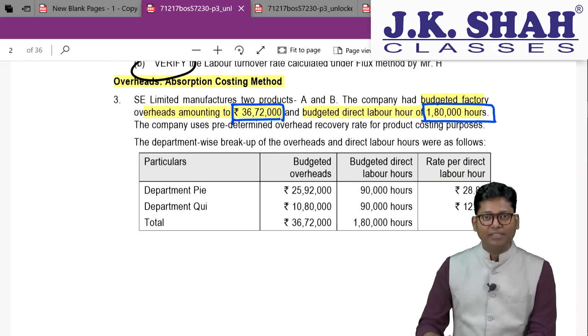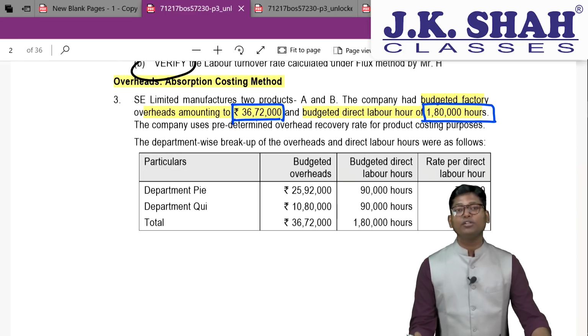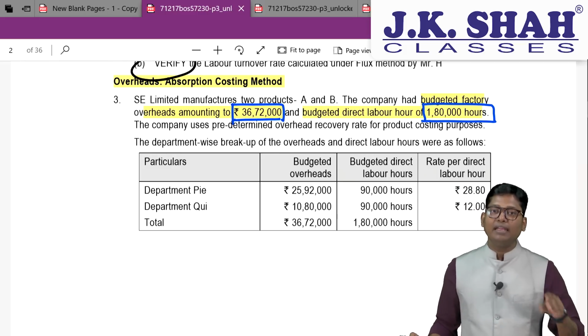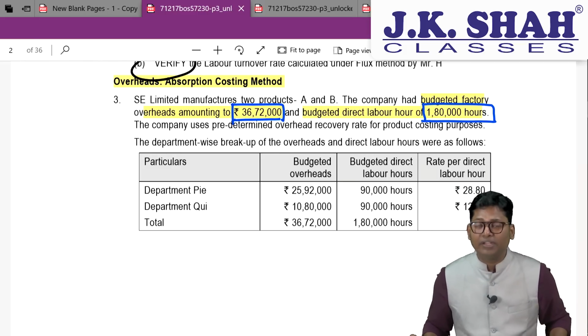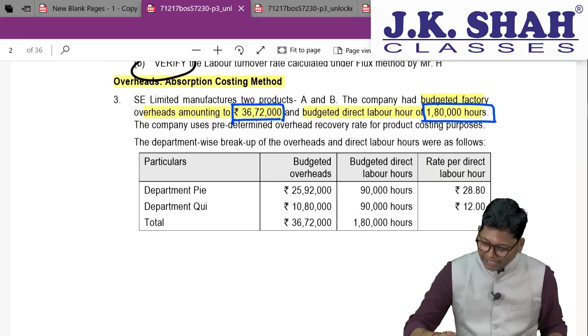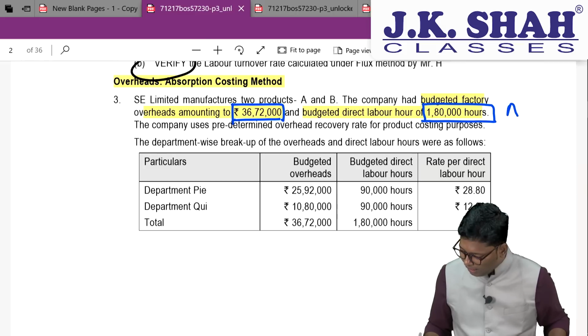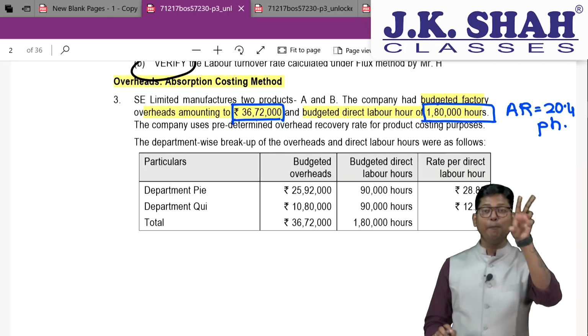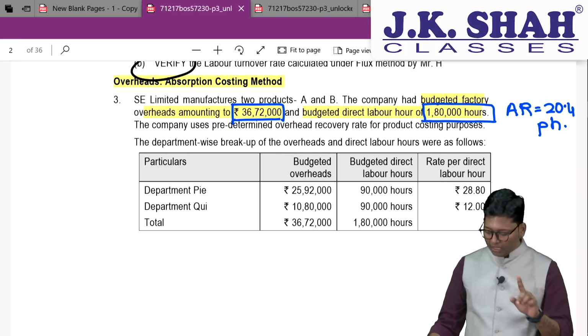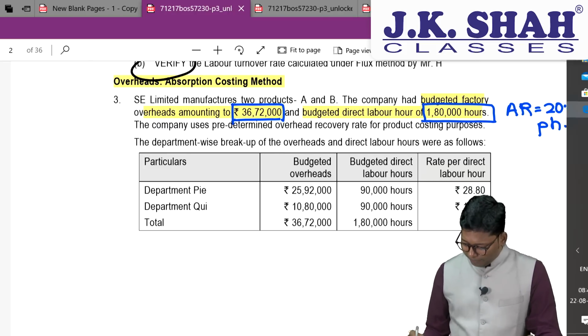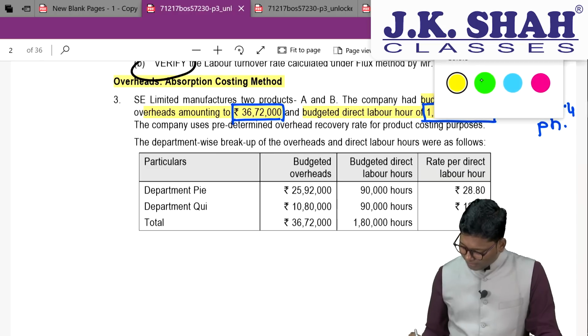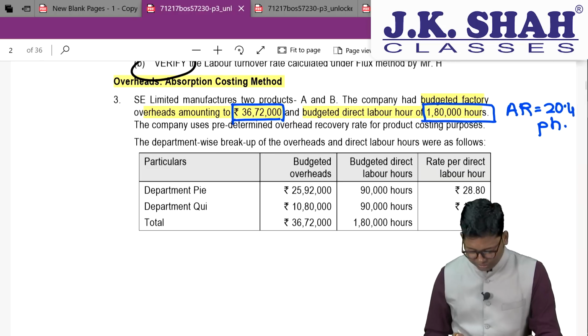If you divide them, there are 6 methods, hope you remember, of calculation of absorption rate. Out of that, if labor hours are given, we can use the labor hour method. So in that event, 36,72,000 divided by 1,80,000 hours, you are going to get your absorption rate, which is equal to 20.4 per labor hour, and this is the company's absorption rate. Done. The company uses a predetermined overhead recovery rate, that means absorption rate, for product costing purpose.